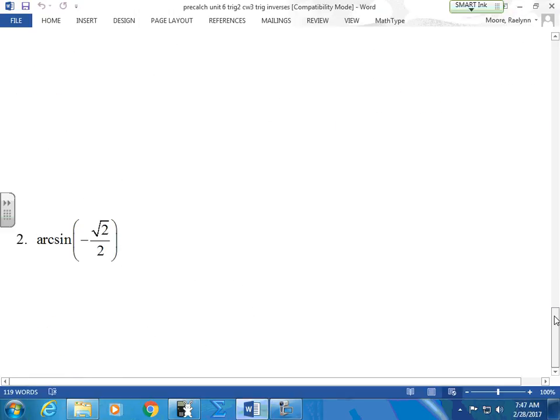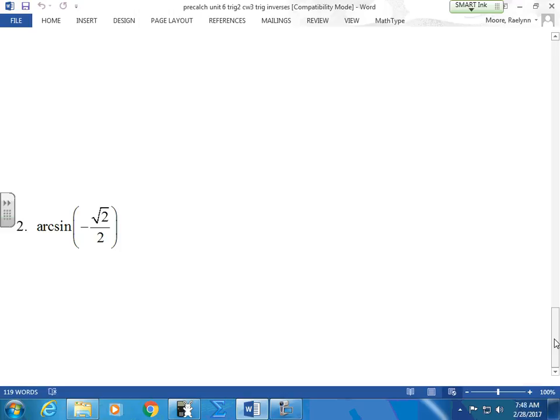Let's have you guys try this one. That's what this says. If you see what I wrote before, arc sine says, I want an angle whose sine is. That's how we translate this.